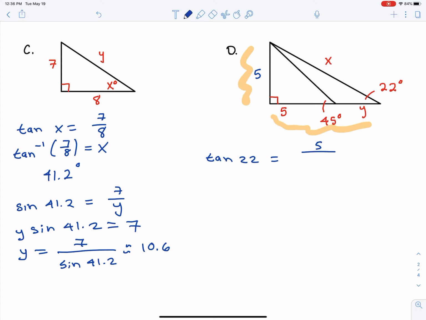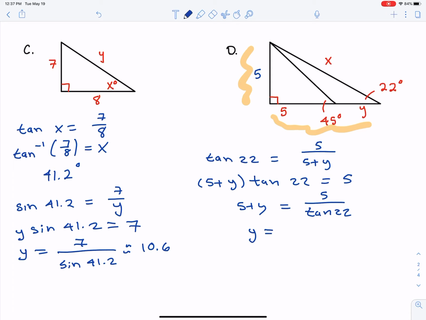what is the length of that long side? It is 5 plus y. Okay, let's go and solve for this. So I multiply both sides by 5 plus y, times tangent of 22 equals 5, and then I'm going to divide by tangent of 22. So 5 plus y equals 5 over tangent of 22. So y equals 5 over tangent of 22 minus 5.